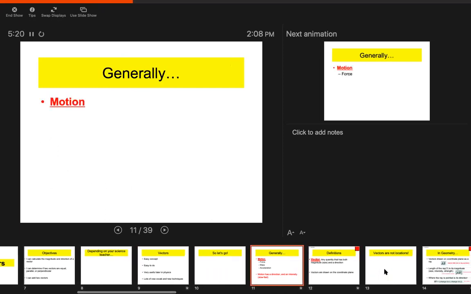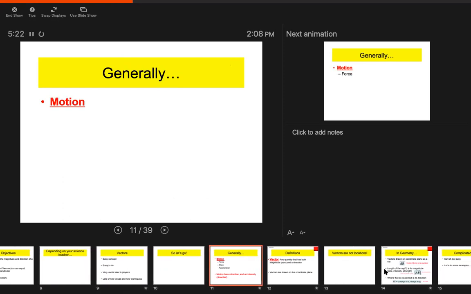Generally speaking, vectors are applied to motion. So anything in motion or anything put into motion can be described with this thing called a vector. So motion, as you learn in science class, we talk about force, mass, and acceleration, right? Force, mass, and acceleration, the relationship between those three. The famous formula.